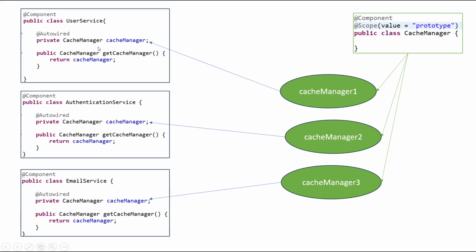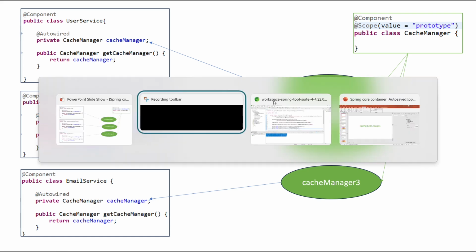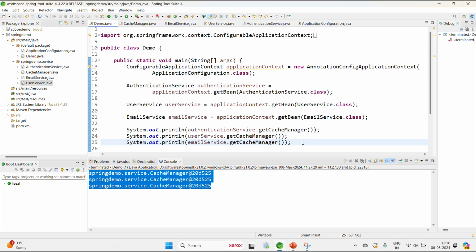We have three classes: user service, authentication service, email service, right? So I am asking for cache manager. The container will always inject new objects only. For cache manager it will inject a new object, here also a new object, here also a new object. So it will always create a new object whenever it is requested, if we define the scope as prototype, right? This is very important. Let's dive into the IDE and see practically. Okay, so this is where we are discussing the singleton, right?